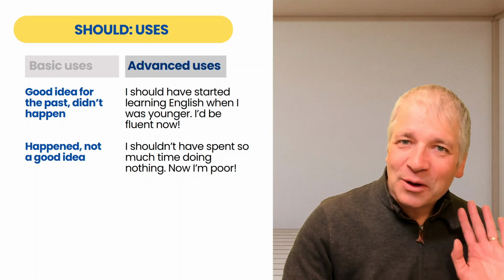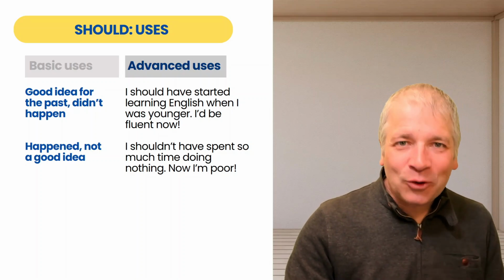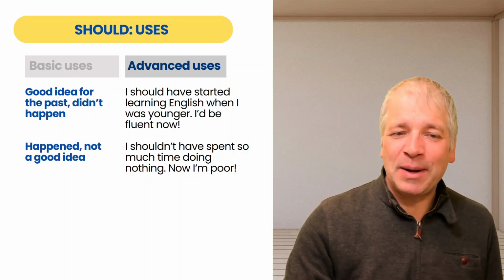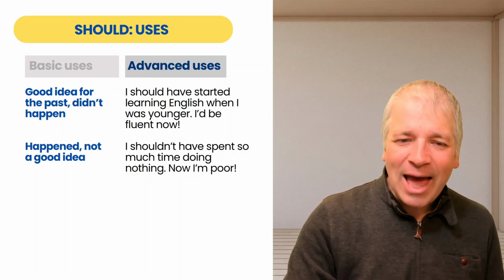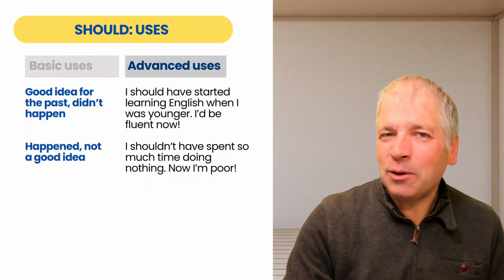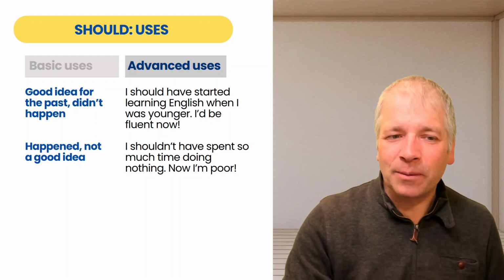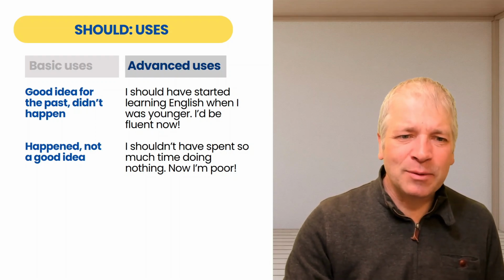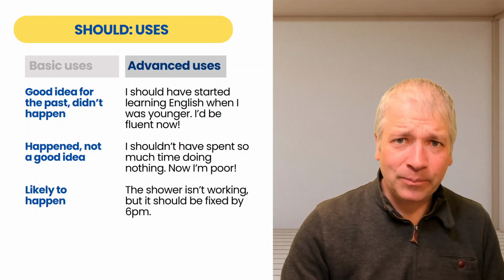Also, something that did happen, but was not a good idea. And here we use the negative, shouldn't. I shouldn't have spent so much time doing nothing. Now I'm poor. Doing nothing did happen. What happened when I was younger? Nothing. I did nothing. It was not a good idea. So shouldn't indicates a negative perception of something that did happen.